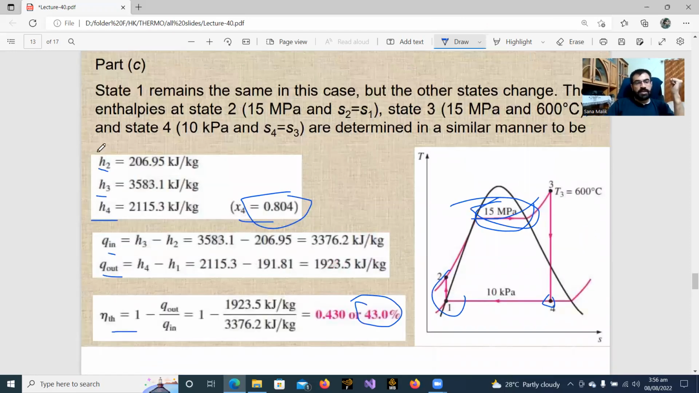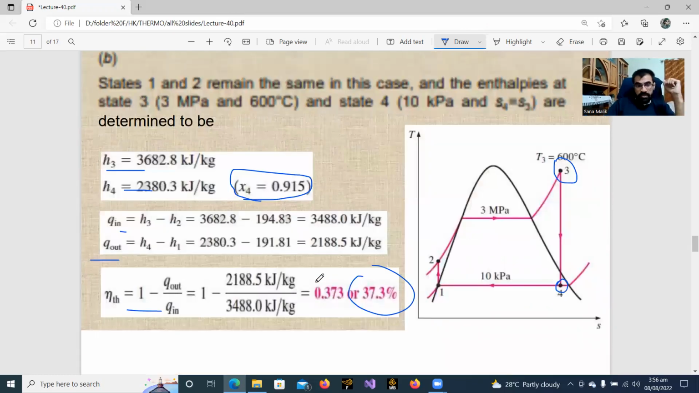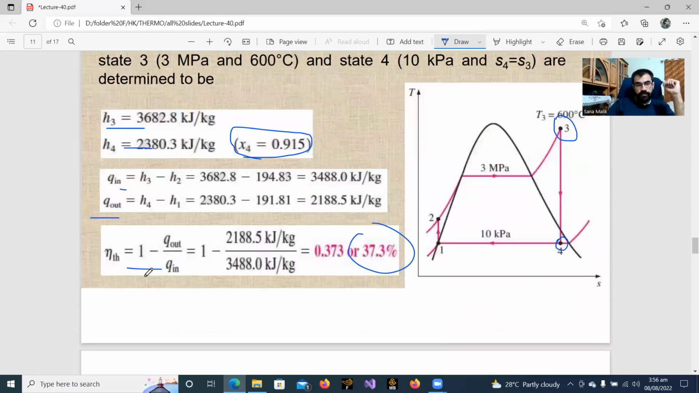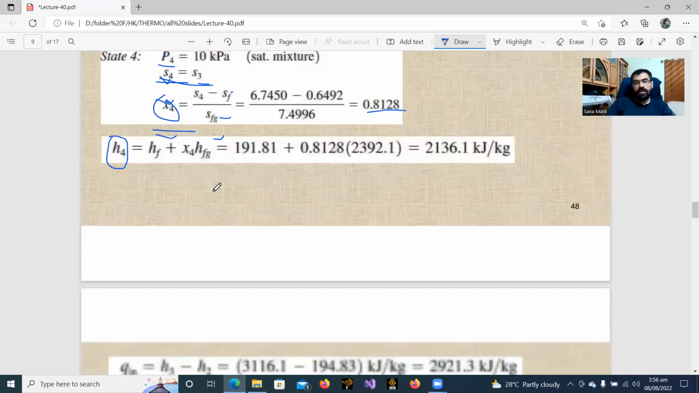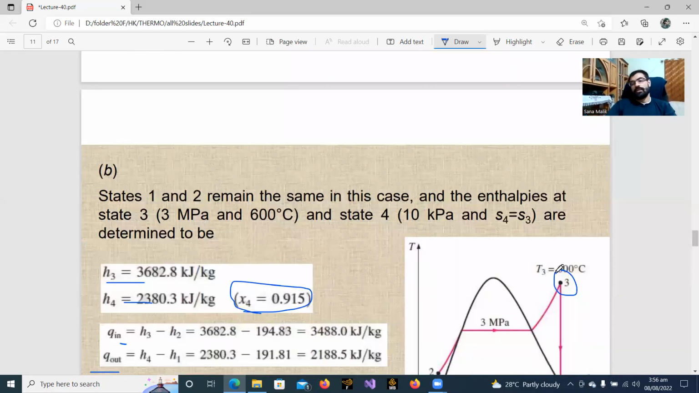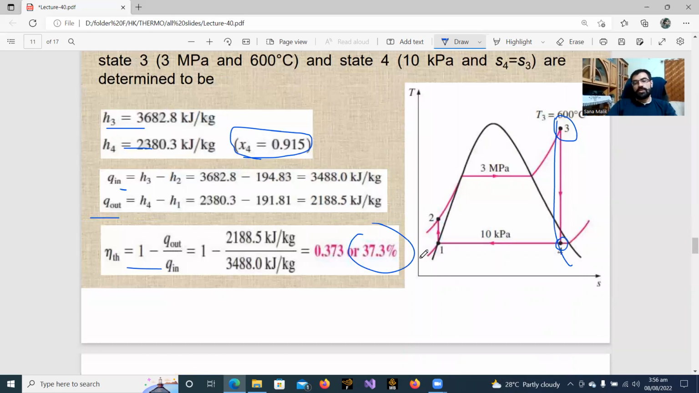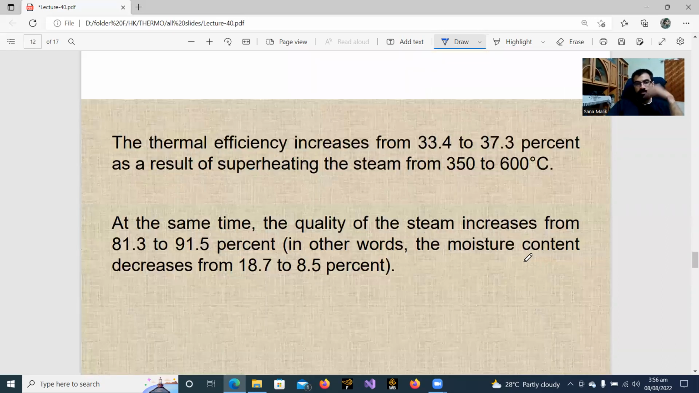So that's how basically you have to find the enthalpies at all these states by using the pressures and temperatures and these relationships, where the processes are isentropic: S3 to S4 isentropic, S2 to S1 isentropic. So you find.